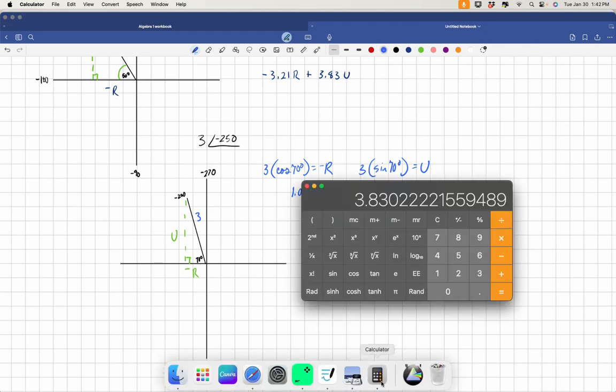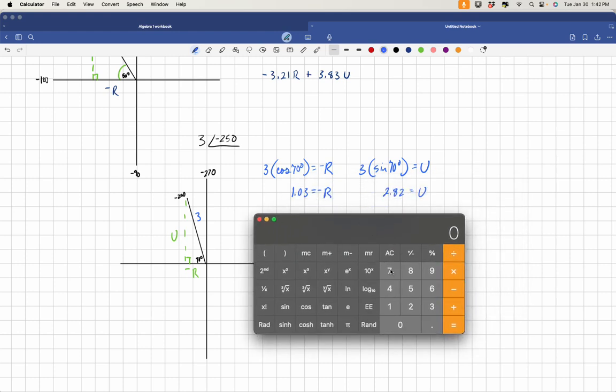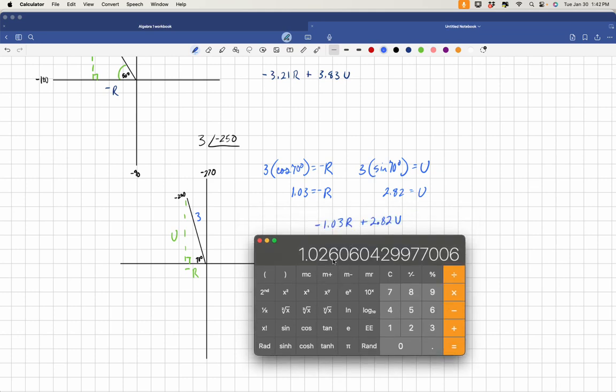All right, so cosine 70 times 3, that's 1.026. The 6 rounds that to a 3. If you're going to round, you have to round up here. You can't just lop it off. It has to be 1.0 rounded up, 1.03.